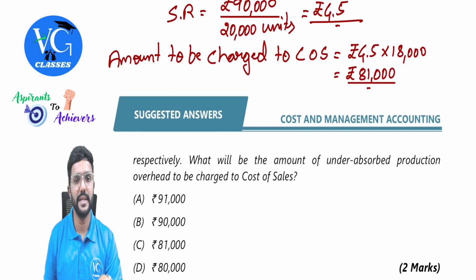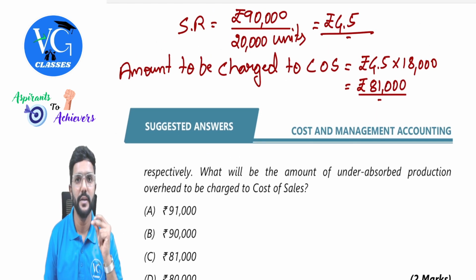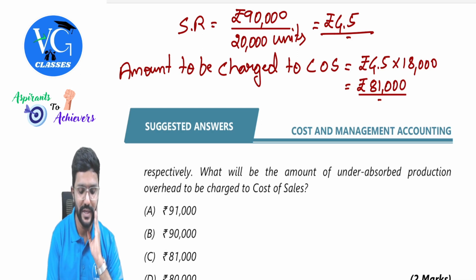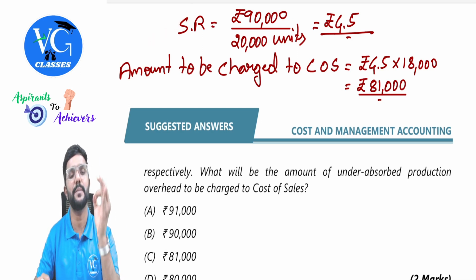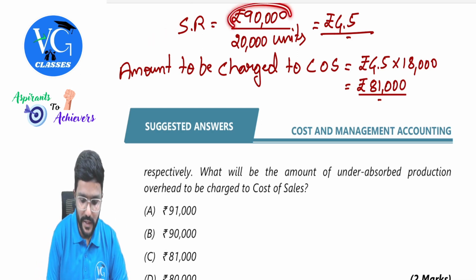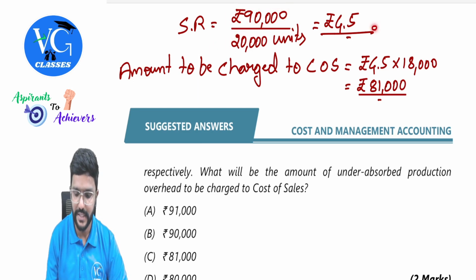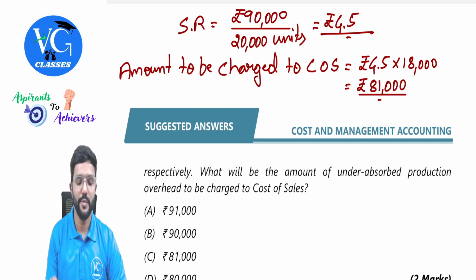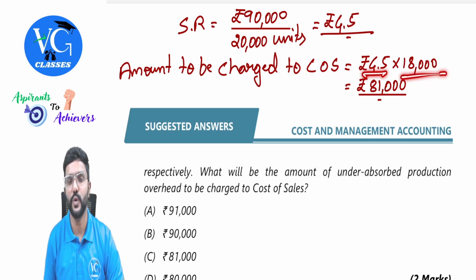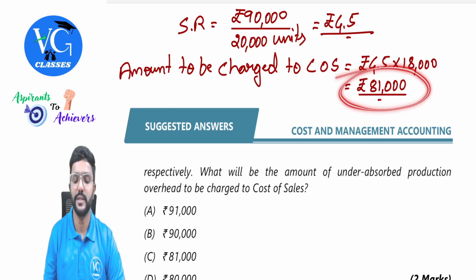Now, assuming the entire thing is due to normal reasons, because the question is silent, we'll assume under absorption overhead is due to normal reasons. So we'll calculate the supplementary rate. SR stands for supplementary rate. So 90,000 divided by total production, guys, 20,000 units. So we get supplementary rate 4.5. How much are we charging to cost of sales? It is 4.5 into units sold, 18,000, which is 81,000.